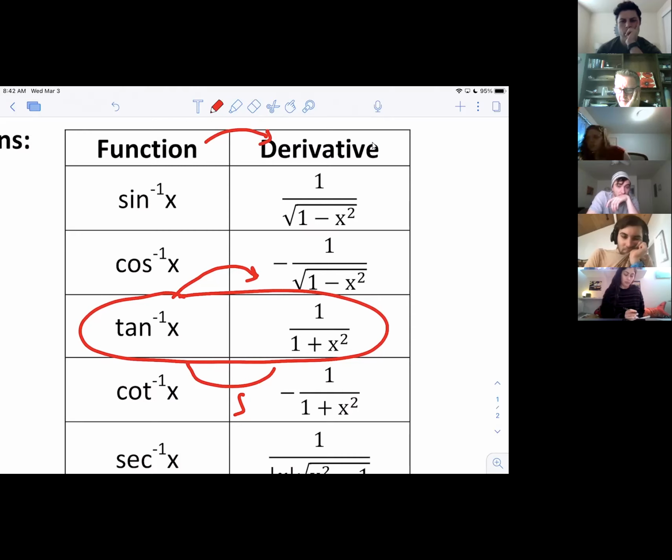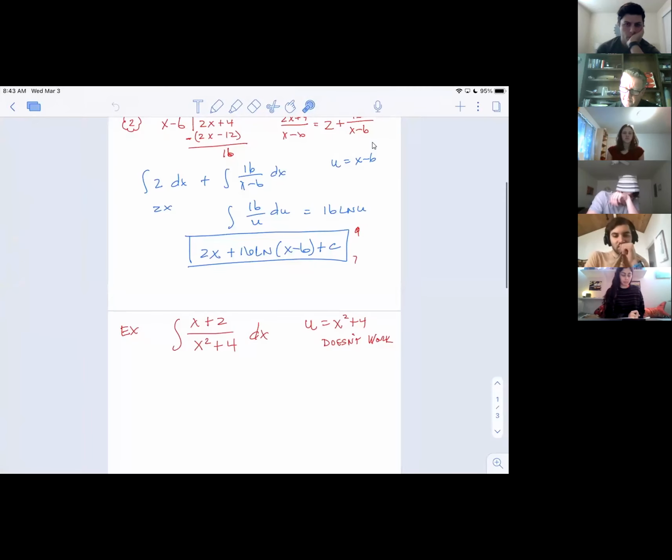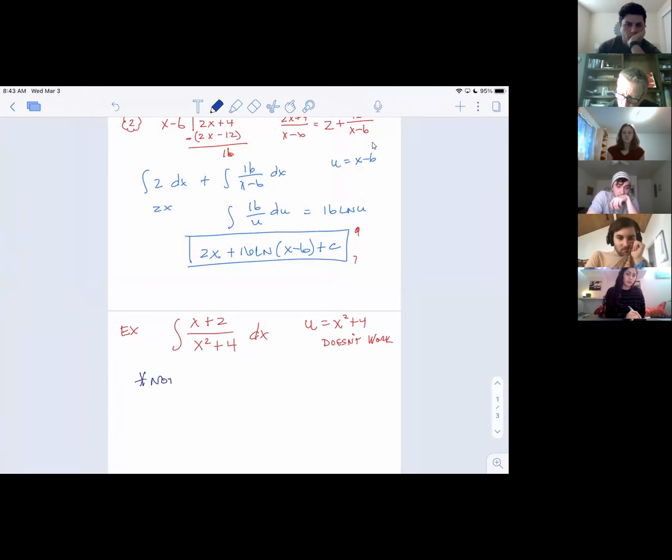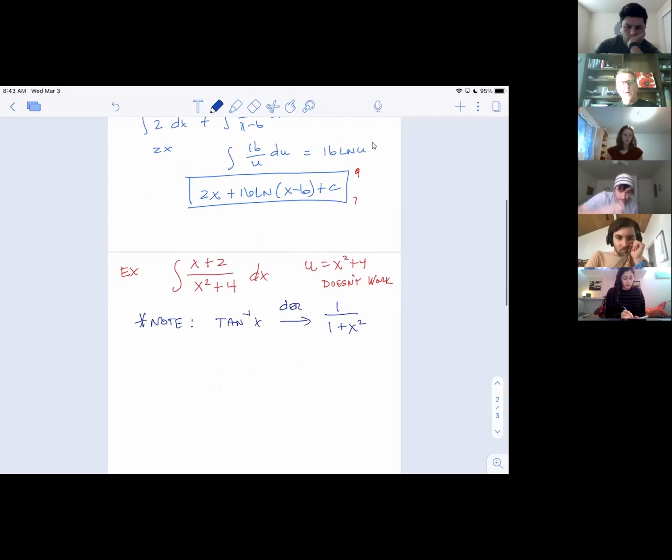Unfortunately, I don't have 1s in these two positions, and I even have an x up there. So it kind of looks like that, but not really. Let's see if we can use that to get ourselves out of this mess. Note, the inverse tangent of x, the derivative of it is 1 over 1 plus x squared. And ours looks kind of like that. Well, not very much like that though.